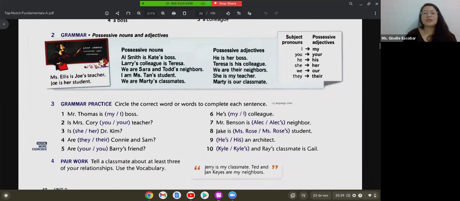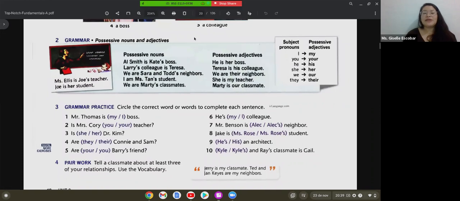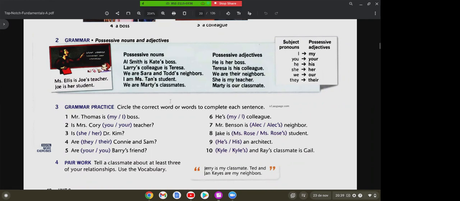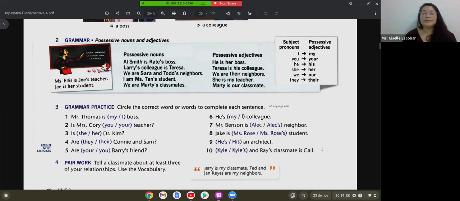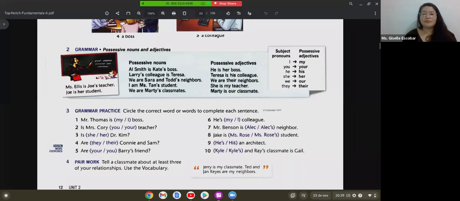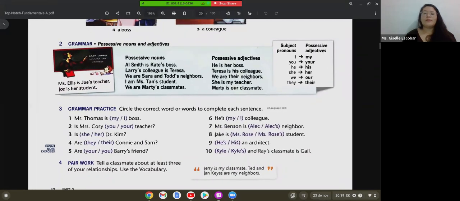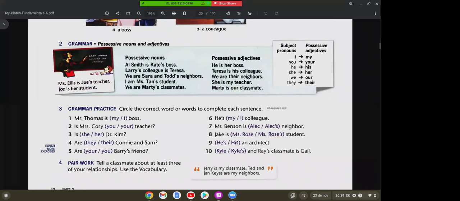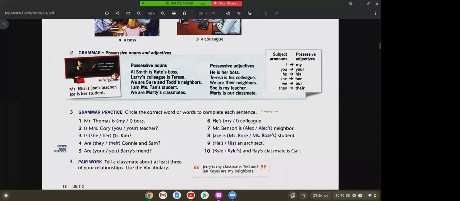Do we have any questions about this part of possessive nouns and the possessive adjectives or possessive nouns? No question. No. What about your classmates? No. Clear, teacher. Clear. Okay.